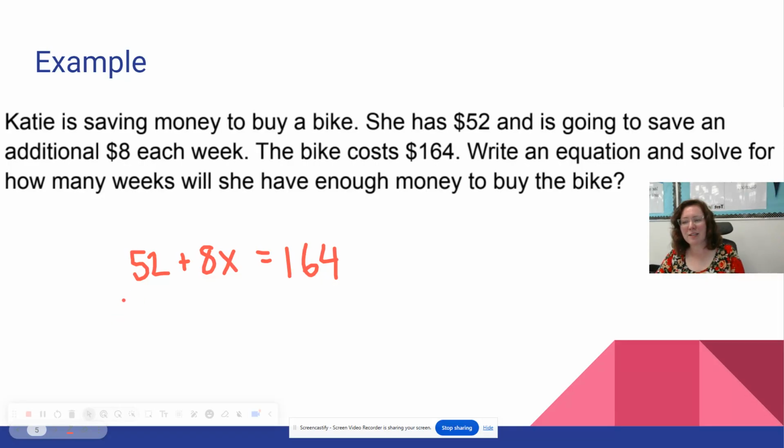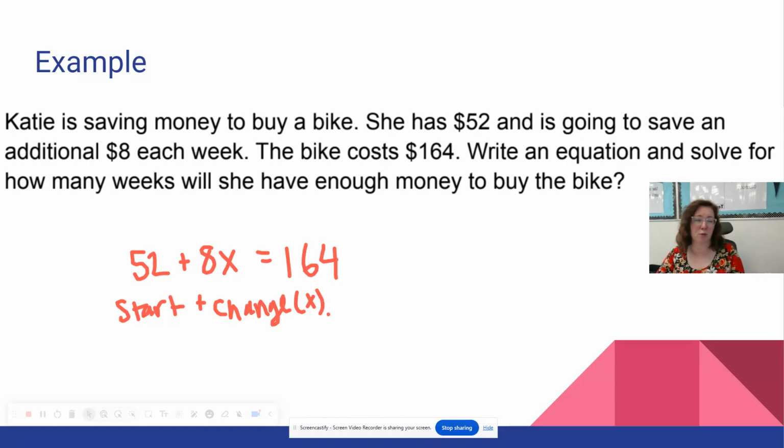So here's my starting number plus my change times x. Now, you don't have to use x. We could have used B for bike or W for week or S for saved. It doesn't matter. And then that equals the total that we're trying to save for, which is 164. Then to solve, subtract 52 on both sides and then divide by 8 on both sides to get your answer.